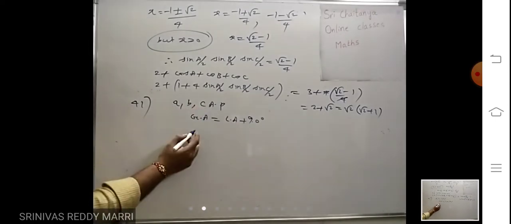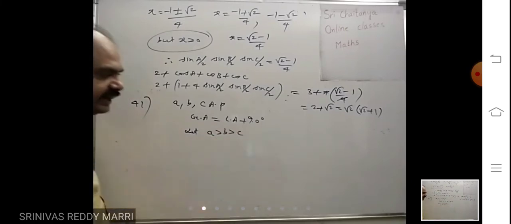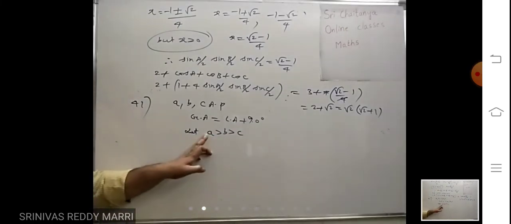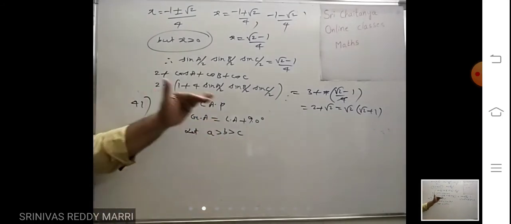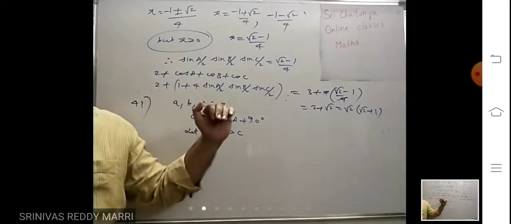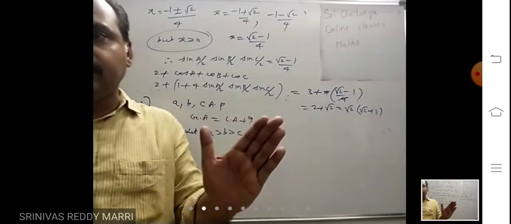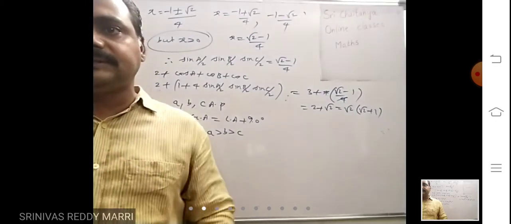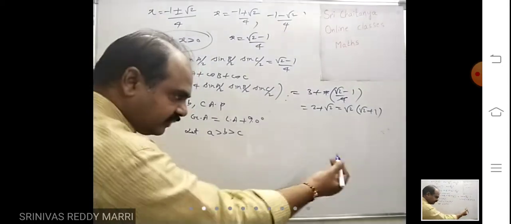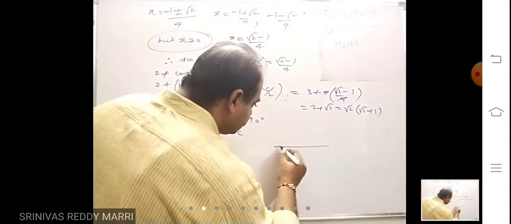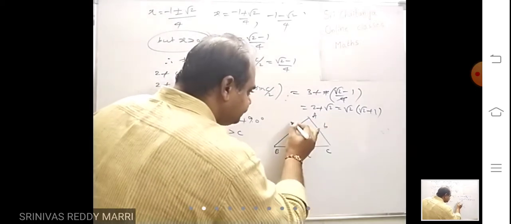Now these numbers are in AP. Let us suppose that the numbers are like this. You can take them any way. In an AP, let us suppose that a greater than b greater than c, because you have to know which is the greatest angle and which is the least angle. In any arithmetic progression, numbers are like a greater than b greater than c, or a less than b less than c. In any pattern you take, let us say a greater than b greater than c, or you can take the other one also, no problem. I have taken a greater than b greater than c. This is a, this is b, this is c.